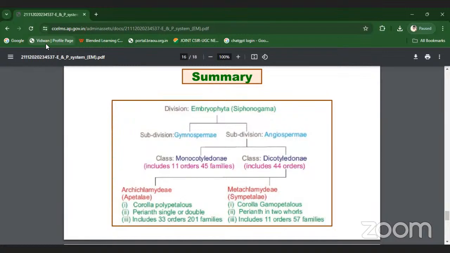So the Hutchinson classification table is given on page number 181, but no need to write all. Just give a table, and in this table you just write the number of divisions and orders. That's it. No need to write all the families.